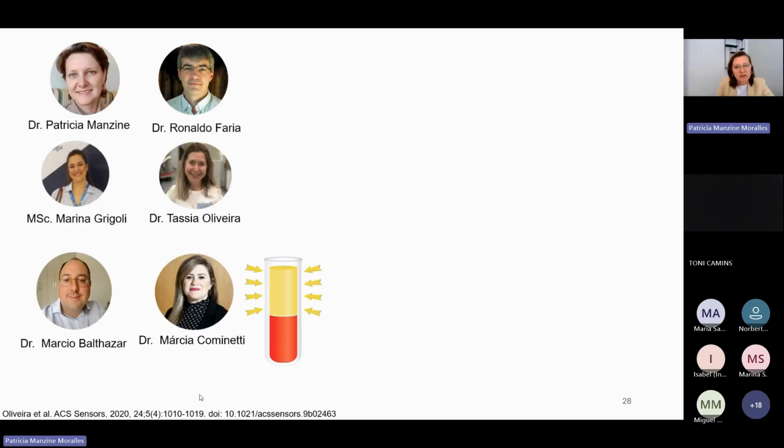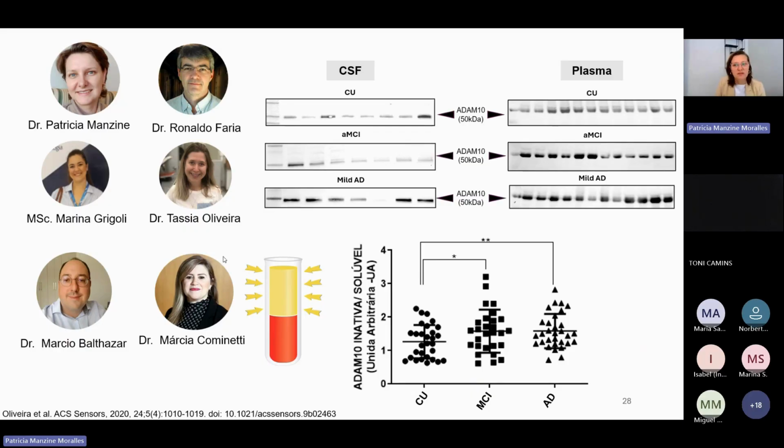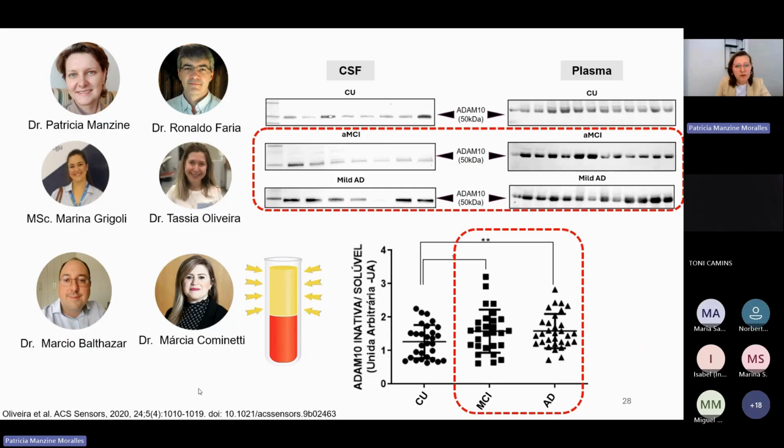In 2020, we also began comparative studies in CSF samples from patients with mild cognitive impairment, especially the amnestic type. We observed that in both plasma and CSF, EDN10 is increased with the advance of cognitive decline. We didn't observe a specific difference between MCI and Alzheimer's disease, but both conditions were different compared with the cognitively unimpaired.